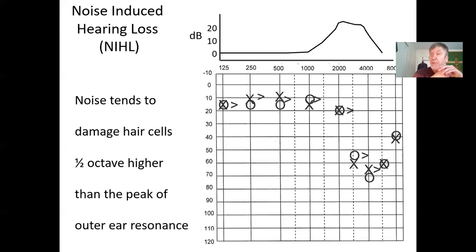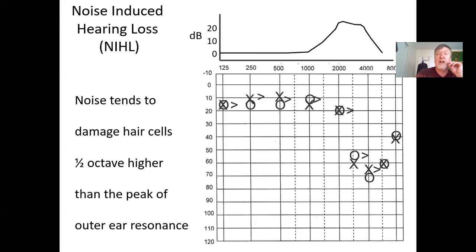85 dB SPL for more than 8 hours a day. And every time that increases by 5, the allowed time exposure gets cut in half. So 90 dB, 4 hours a day. 95, 2 hours a day. 100, 1 hour a day. 105, half an hour a day.